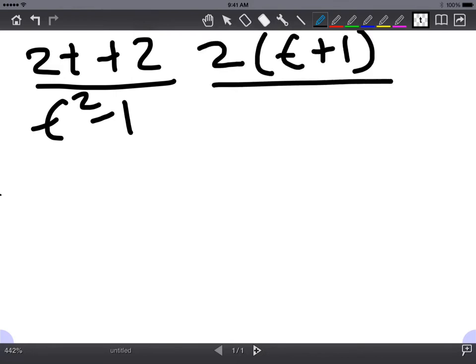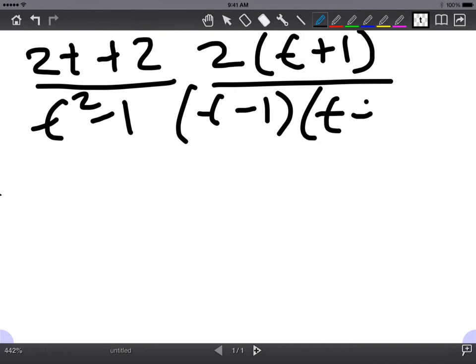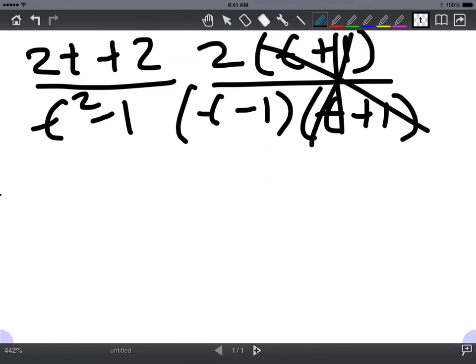And then the denominator, what does that look like? It's a difference of squares. So that's t minus 1 times t plus 1. And then t plus 1 and t plus 1 cancel out because we're multiplying. If we were adding these quantities, then you could not cancel. So then we have 2 over t minus 1 as our answer.